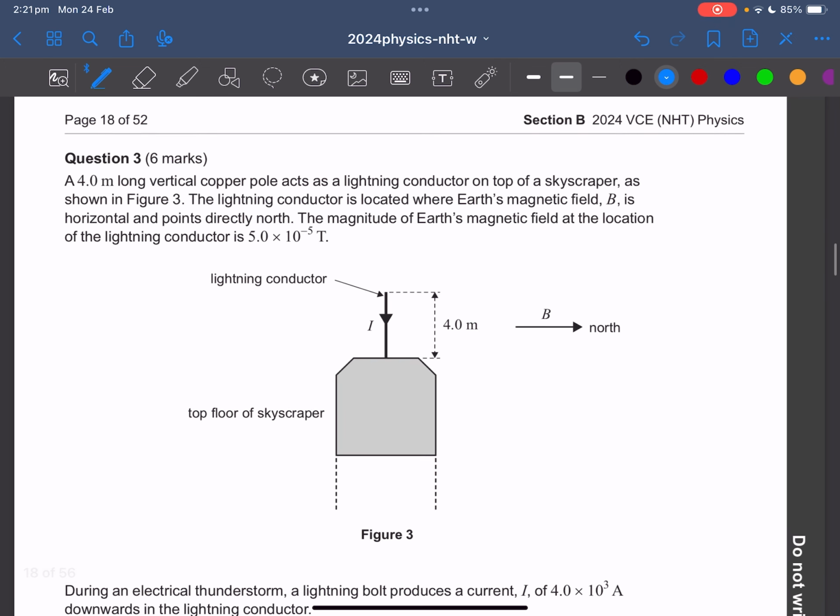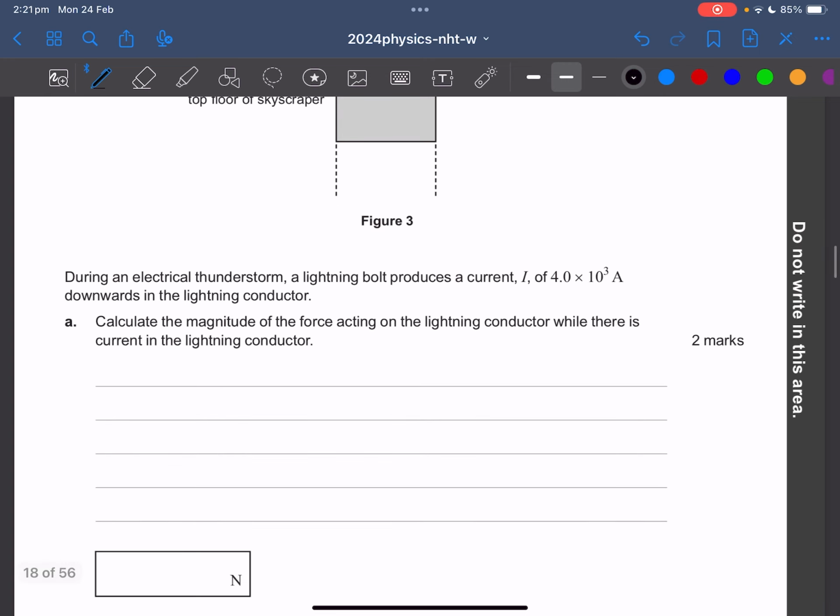Alright, so question number 3. A 4-meter long vertical copper pole acts as a lightning conductor on top of a skyscraper, as shown in figure 3. The lightning conductor is located where Earth's magnetic field B is horizontal and points directly north. The magnitude of Earth's magnetic field at the location of the lightning conductor is this. During an electrical thunderstorm, a lightning bolt produces a current of this downwards in the lightning conductor. Calculate the magnitude of the force acting on the lightning conductor while there is current in the lightning conductor.